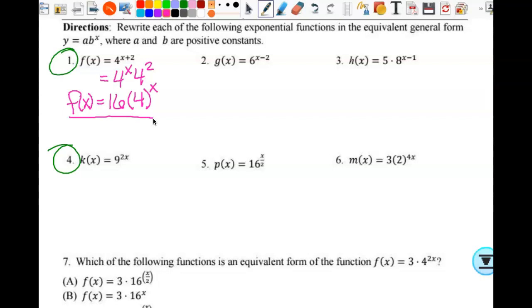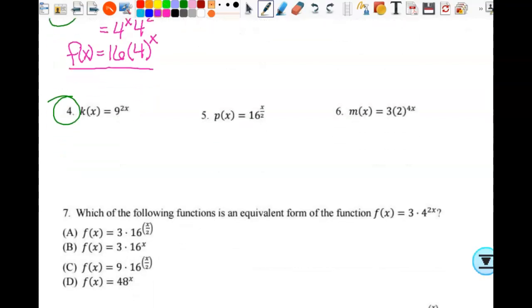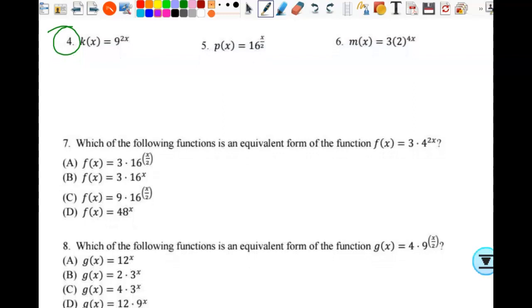All right, so then I have number 4. And this is being multiplied, so I can change that to 9 squared to the x power, which would give me 81 to the x power, and that would be k of x. Do we agree with that?